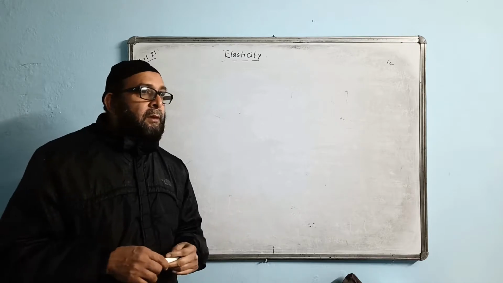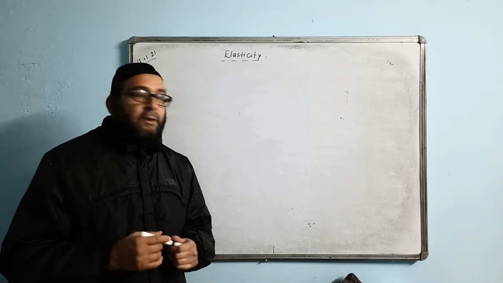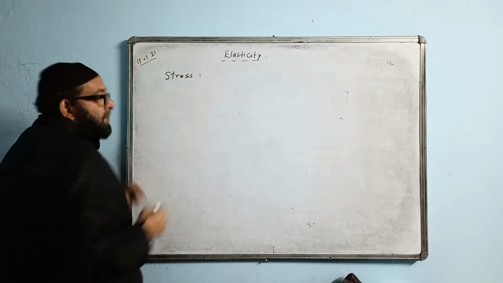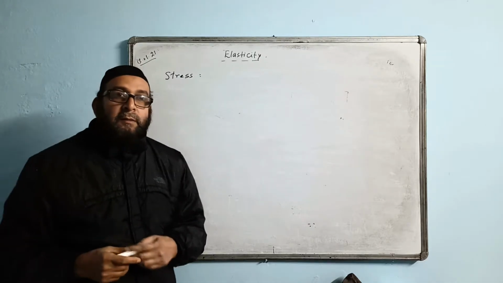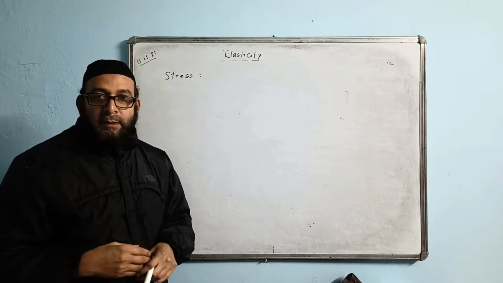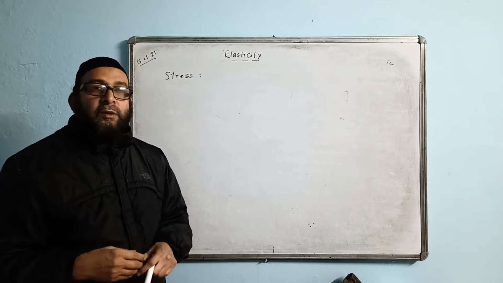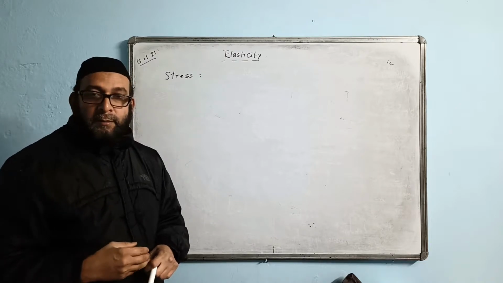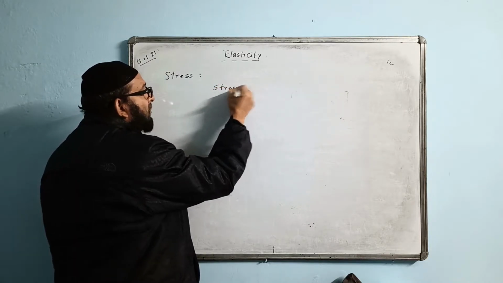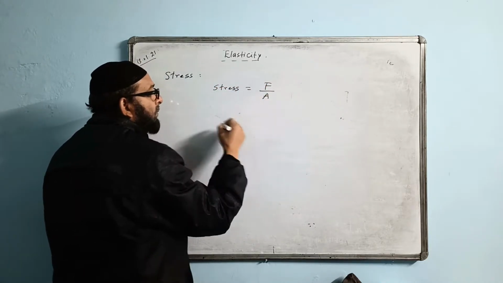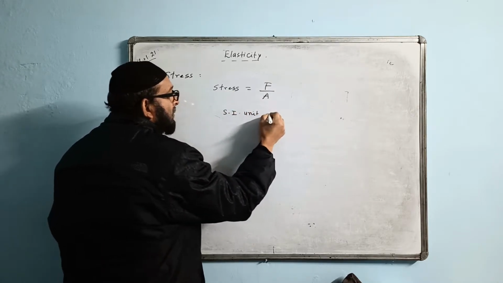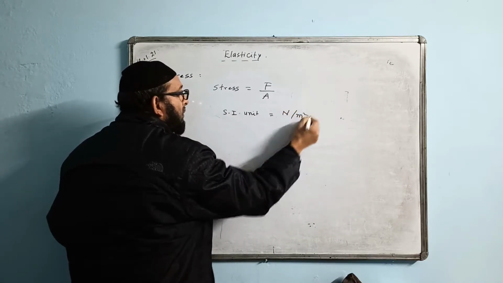Okay, now in the chapter elasticity we define certain terms. Stress. What is called stress? Stress is the deforming force per unit area. The deforming force per unit area is called stress. Then the stress formula we get is stress is equal to force upon area. So the SI unit of stress will be Newton per meter square.